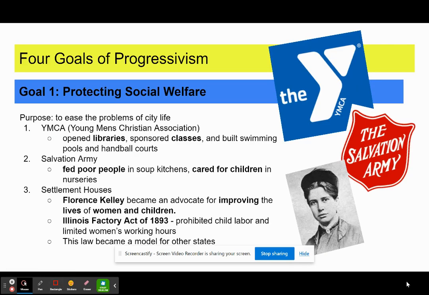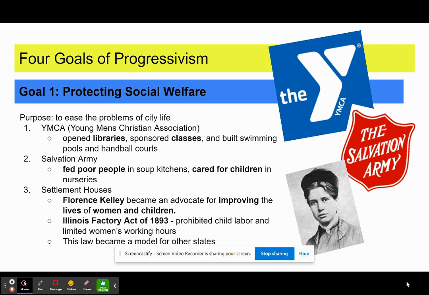Now we're going to talk about the 4 broad goals of progressivism. The first goal was to protect social welfare. But before we dig into social welfare, at the turn of the century, between 1890 and 1920, middle-class reformers, typically white women, we talked about this before with settlement houses, felt that they could help people who needed more access to resources and more things that would make their lives more comfortable.